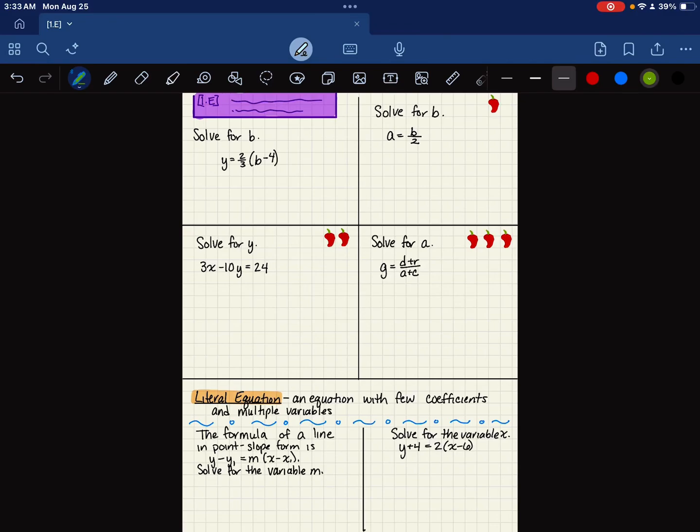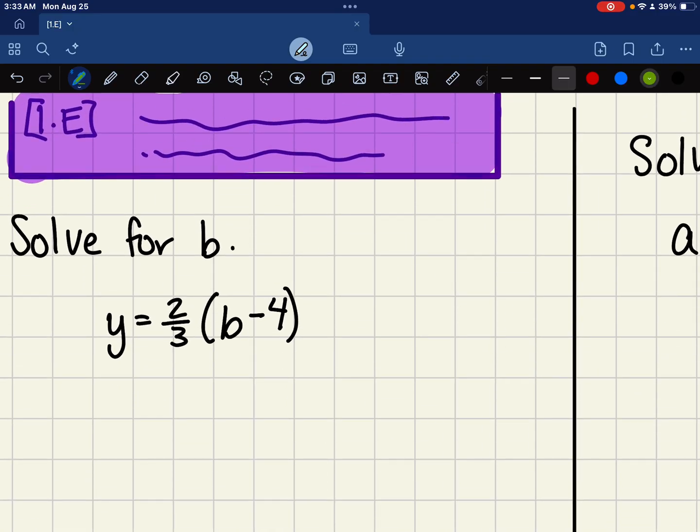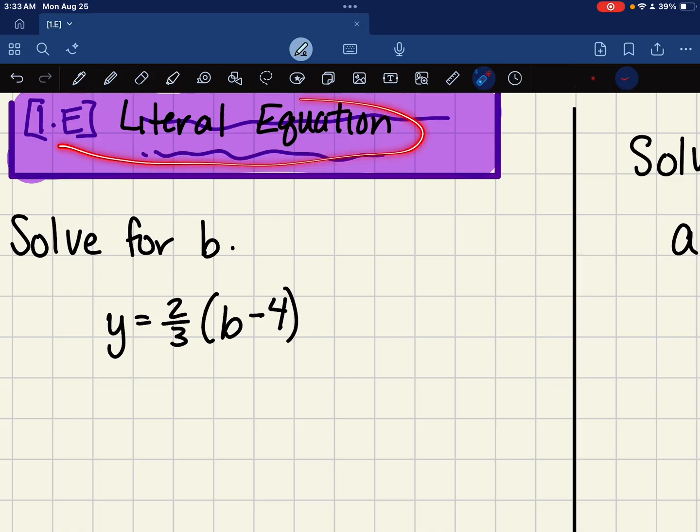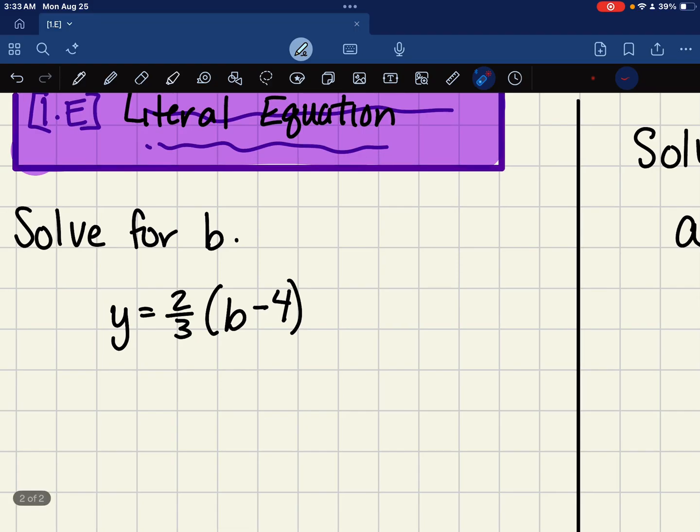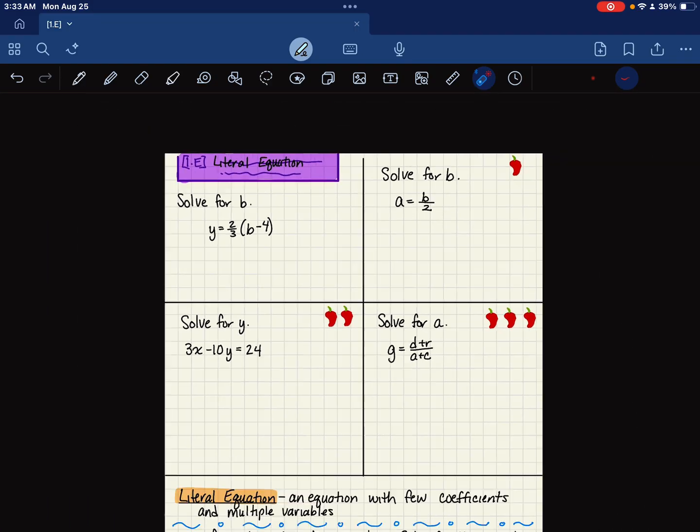So in this video, we're covering 1E, which is talking about what's called a literal equation. I guess I can write that in here. In our class, you guys will get this strip to glue in later, so don't worry about writing this in here. This will be the normal strips that I give you.